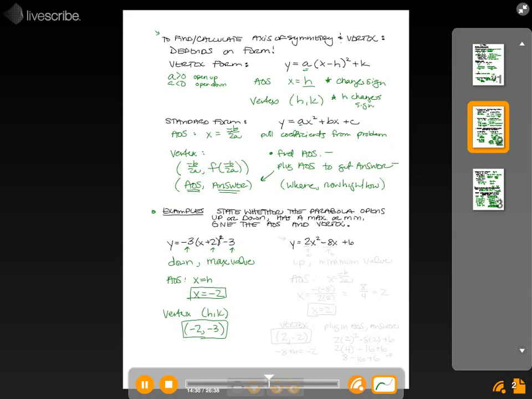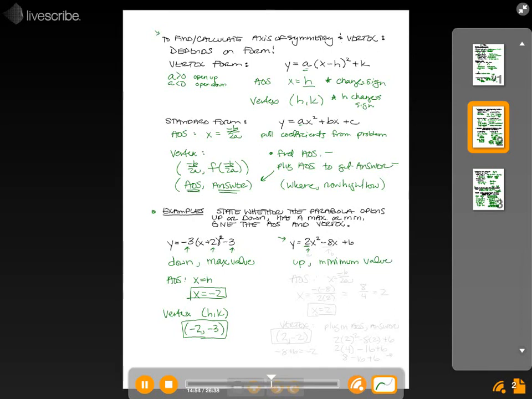In standard form, it's a little different. In standard form, we will have to use a formula. So the first thing we're going to do is decide whether it opens up or down. We look at that a value. In this case, a is 2. It's a positive number. That tells us this parabola opens up, and when the parabola opens up, it has a minimum value. It's going to have a low point.